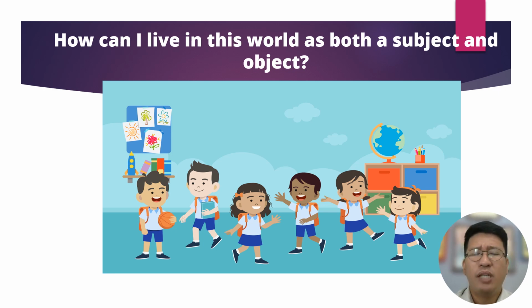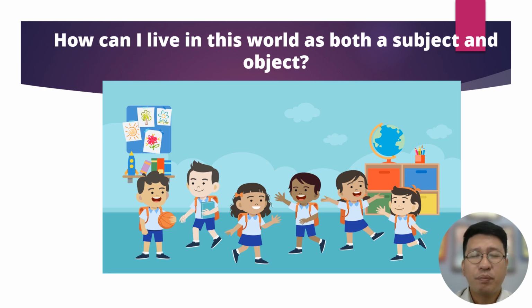So living as both a subject and object means balancing your inner experiences with how you interact with the world outside yourself. It involves being aware of your thoughts and feelings while also considering how it affects and how you are affected by the people and things around you.